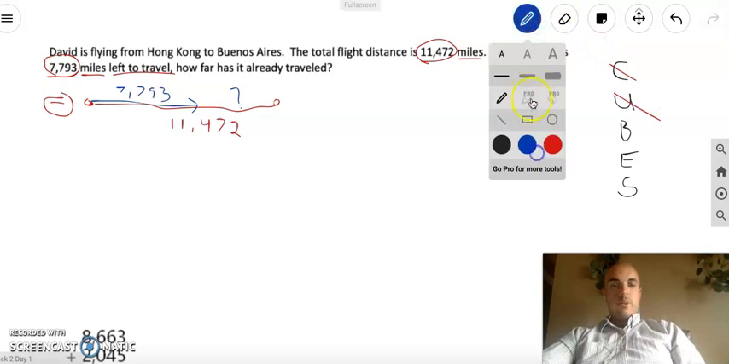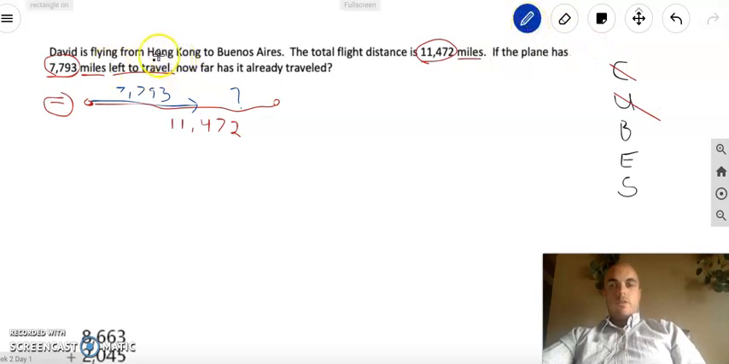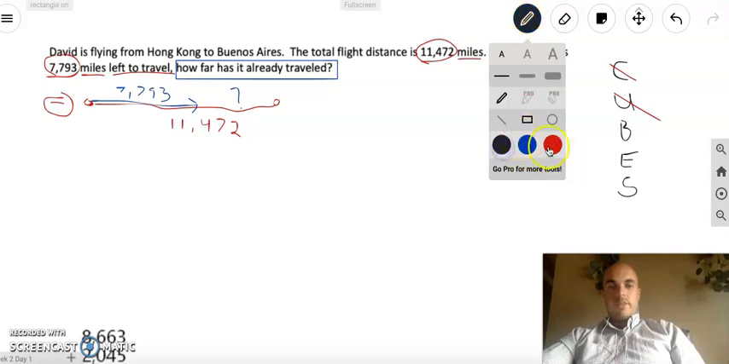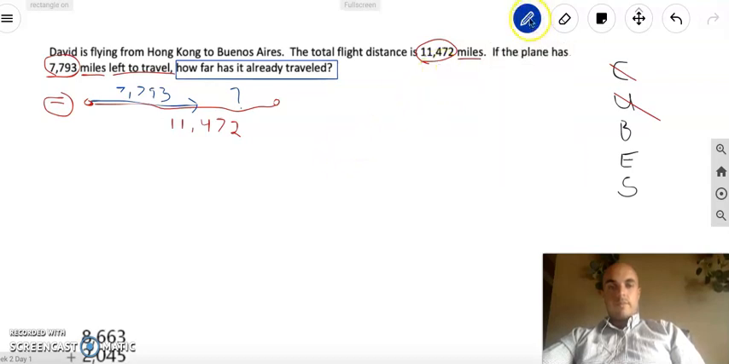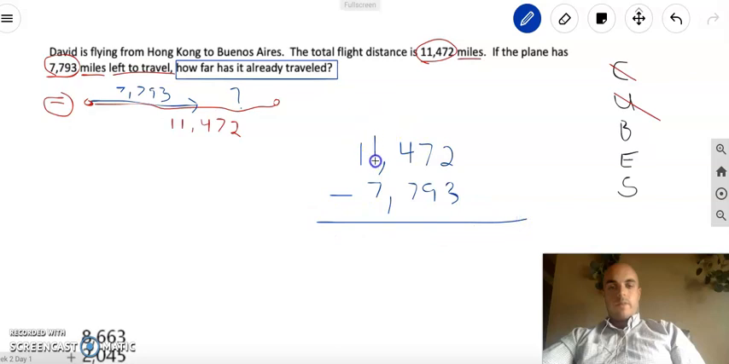Next, I need a box. I'll use my blue. I'm going to box what is being asked. And what I'm asking to solve here is how far has it already traveled? All right, so let's subtract. I have 11,472. I'm subtracting 7,793. Okay, same method as before.